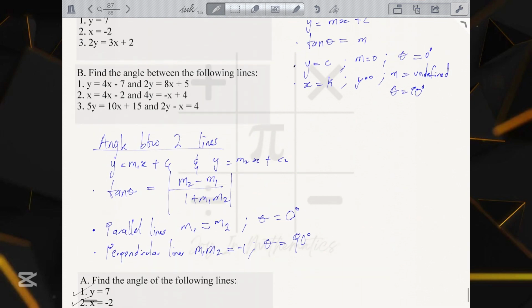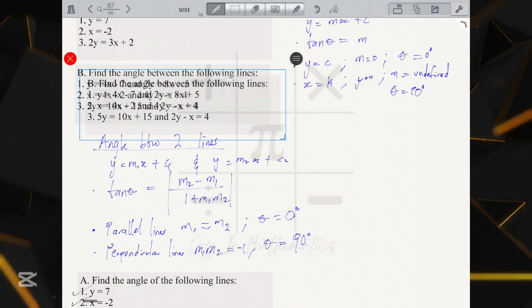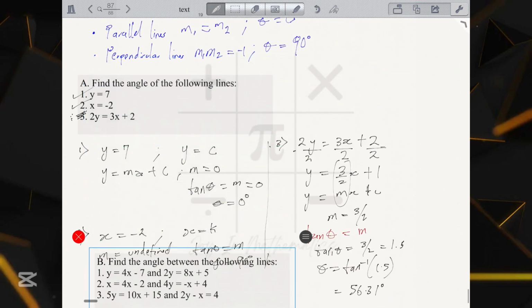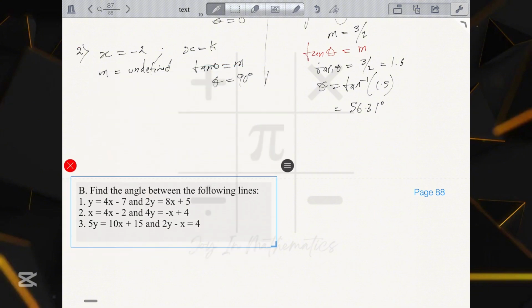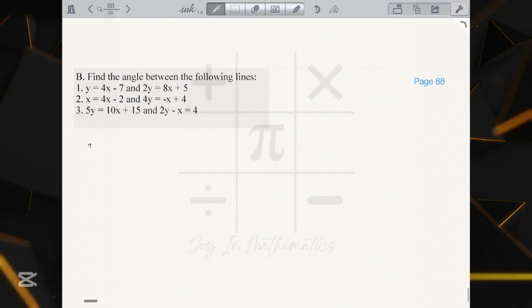In the second question, we have to evaluate the angles between two lines. So let's duplicate this and move to the next page. Now let's begin with the first question that says y is equals to 4x minus 7, and likewise we have 2y is equals to 8x plus 5.